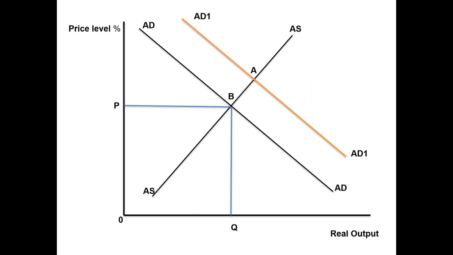So we now have point A that originates now. So what happens at point A? Can you see what happens to the price if we have a look here? Point A is above price P. So the goods will become more expensive.